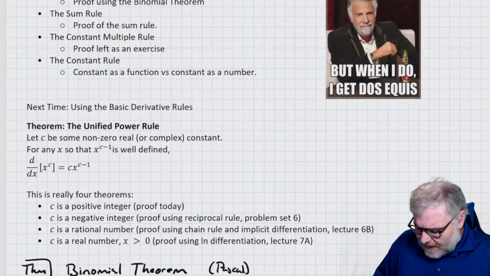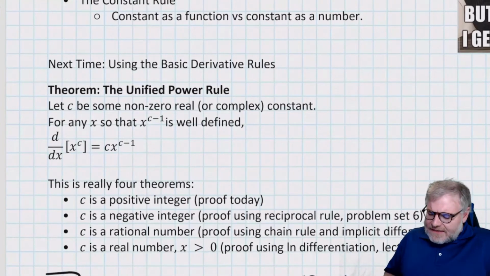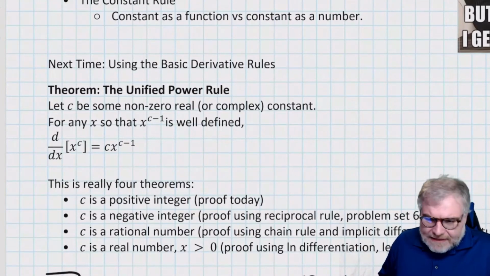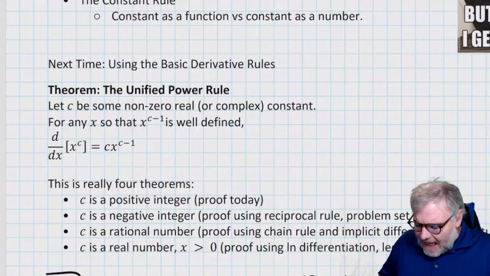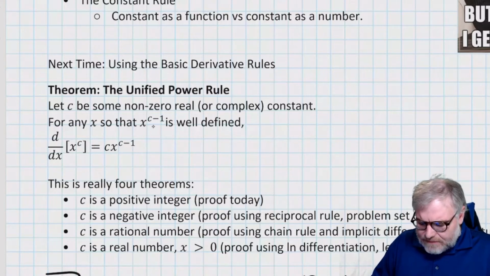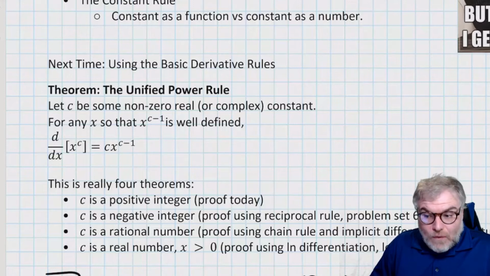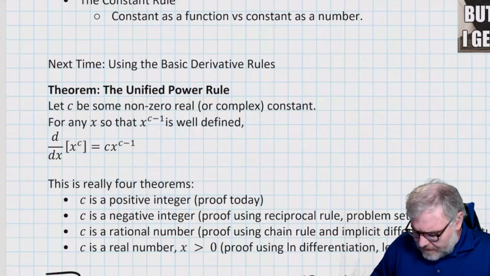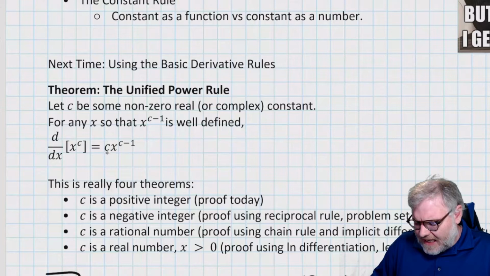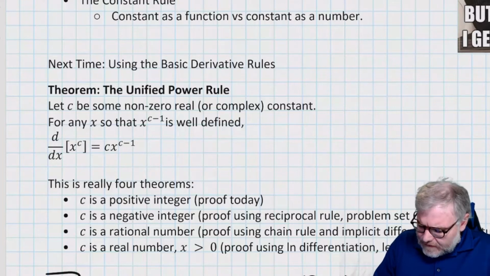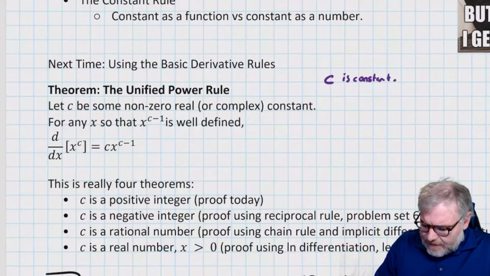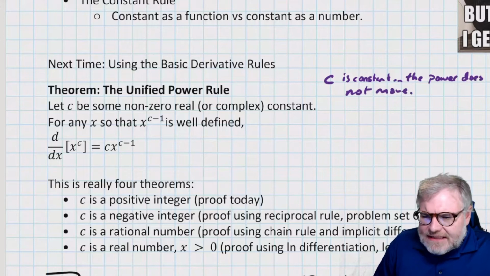So let's talk about this unified power rule for a minute. If c is some non-zero real or complex constant, for any x where x to the c minus 1 is well defined, and there are a lot of places where it won't be, then the derivative of x to the c is c x to the c minus 1. A couple of things. c is constant. The exponent, or power, does not move.